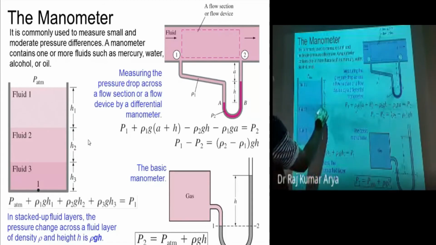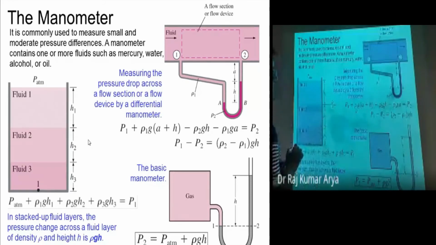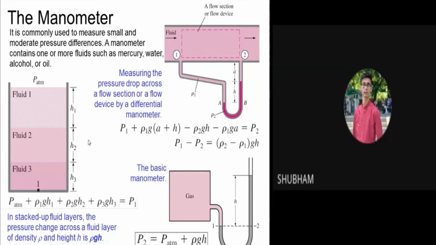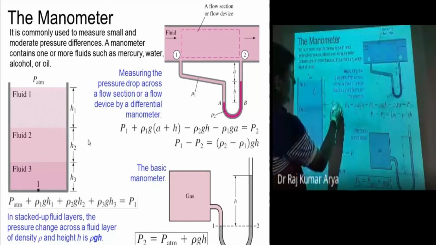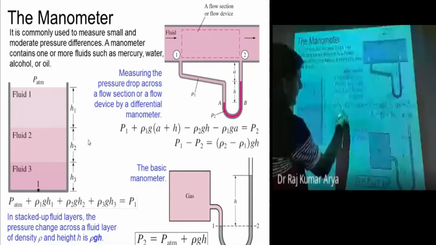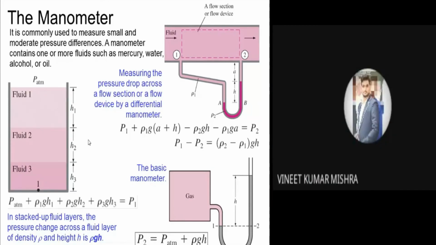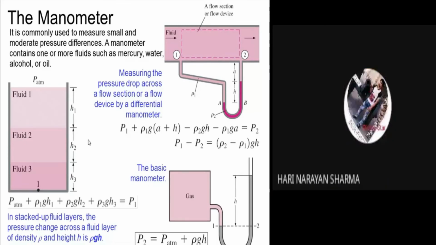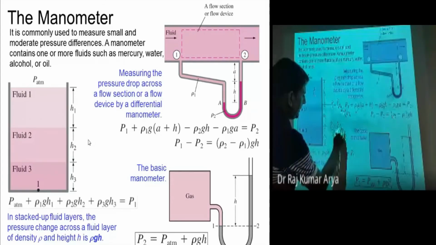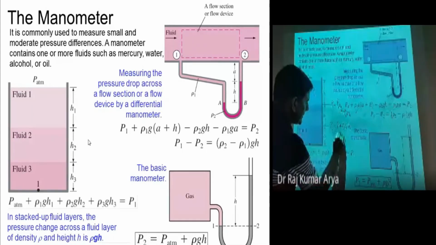If you want to calculate the pressure at this particular point, what would be the pressure here? P atm plus rho 1 g h1. Right, correct. Now suppose we want to calculate the pressure at this point too. P1 plus rho 2 g h2. Right. So you can write either P1 plus rho 2 g h2, or you can elaborate that in terms of this.